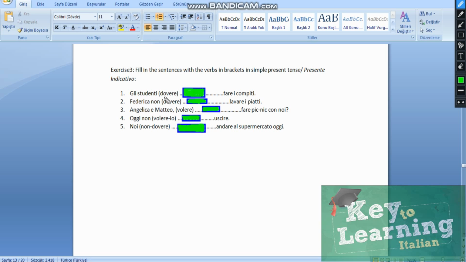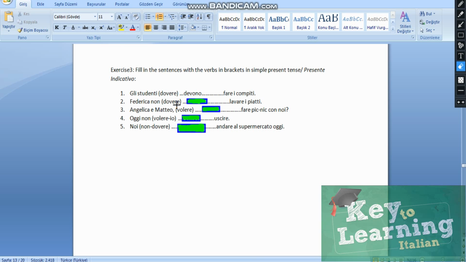Gli studenti dovere fare i compiti. The verb is dovere. We have to conjugate the verb in the third plural person, loro. And when we conjugate dovere in the third plural person, loro, it becomes devono, fare i compiti.